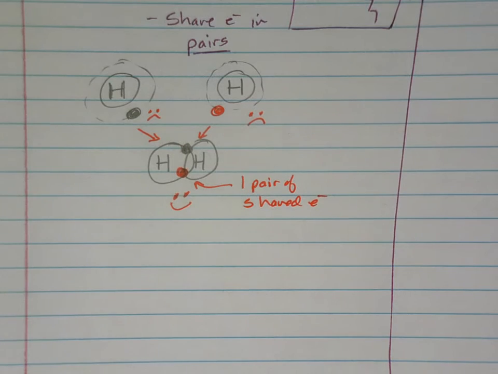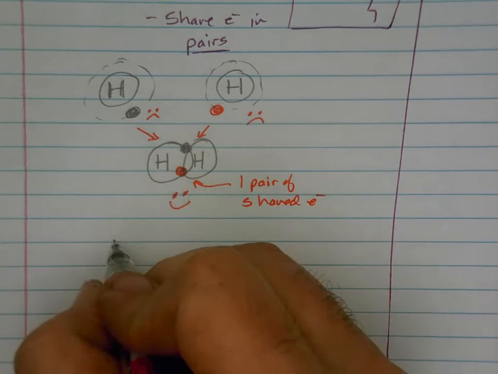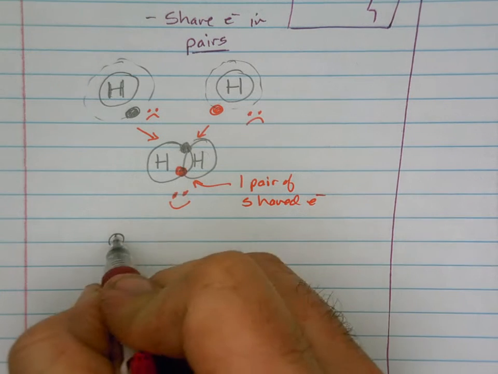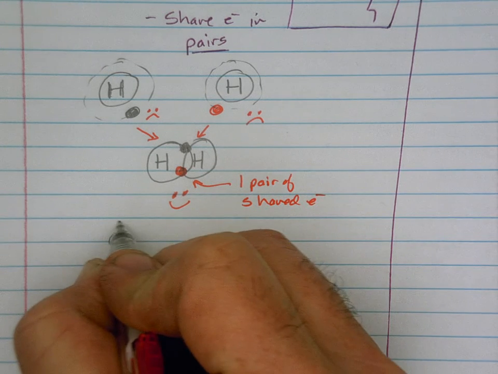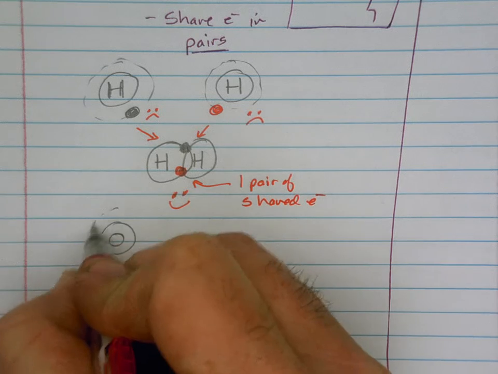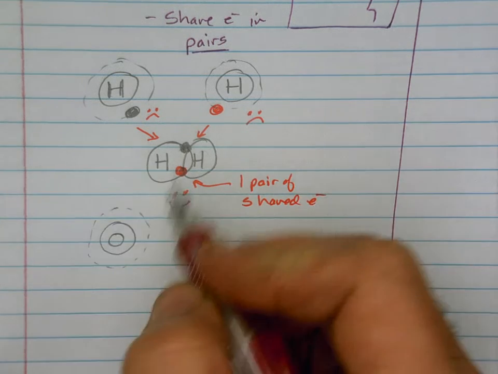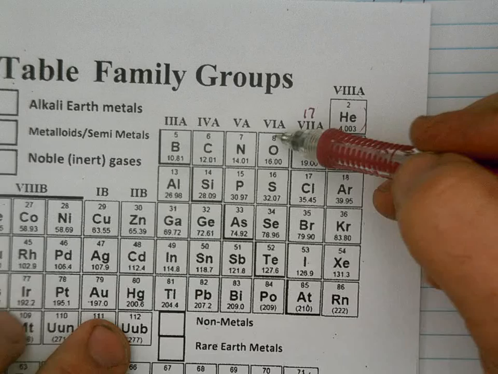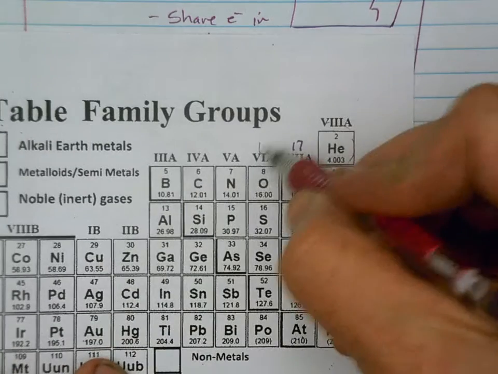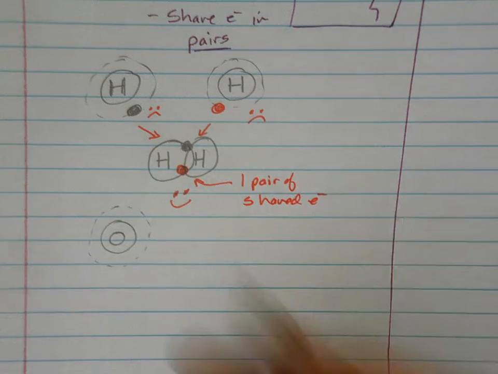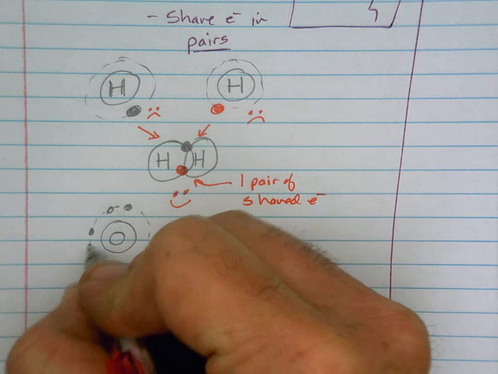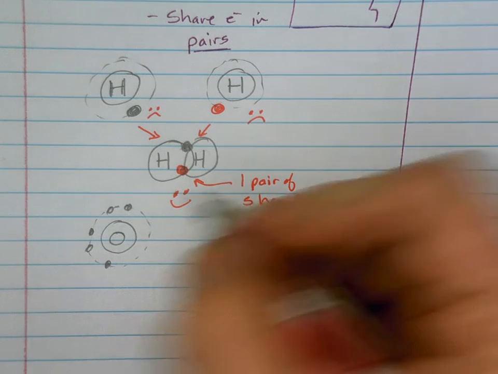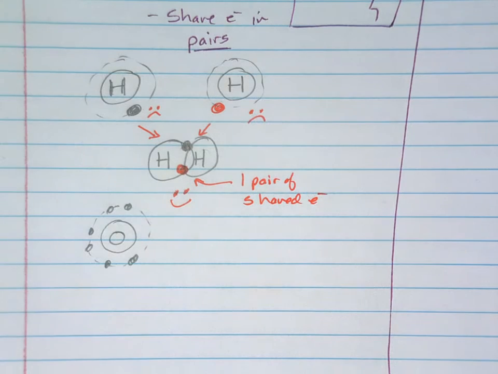So let's get our friend oxygen. Again, we'll just do a modified Bohr model. We'll draw O for oxygen, there's its nucleus, and we're just going to draw its valence shell. Oxygen is in group 6A, or group 16 on the newer periodic tables. It has 6 valence electrons. So I'm going to draw 1, 2, 3, 4, 5, 6 electrons there.